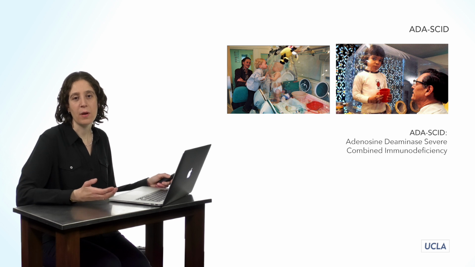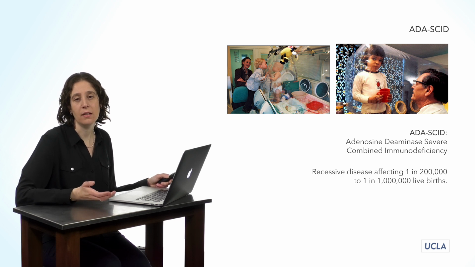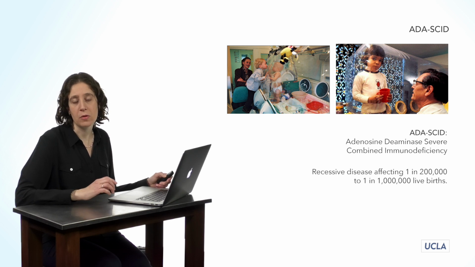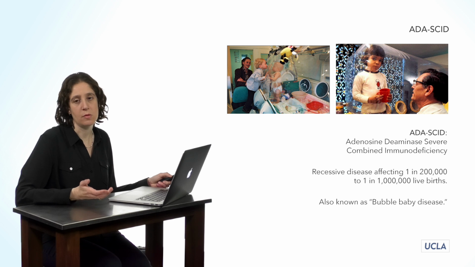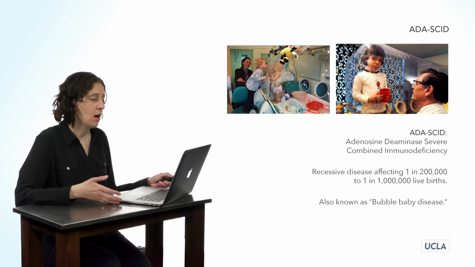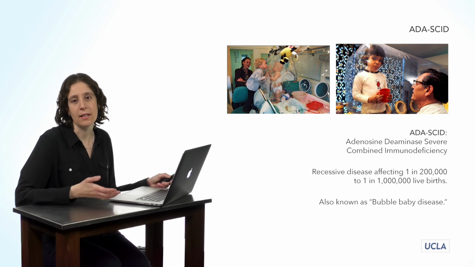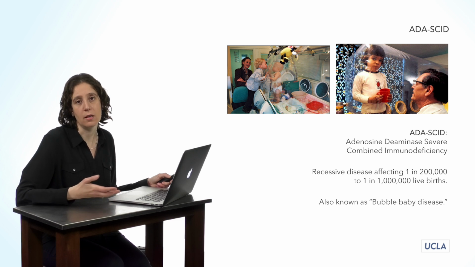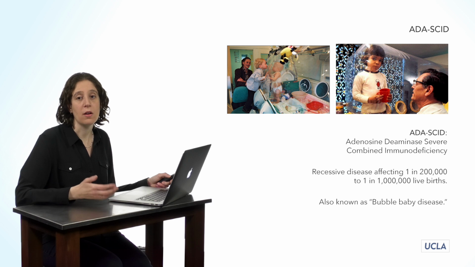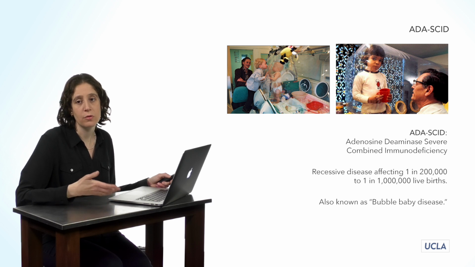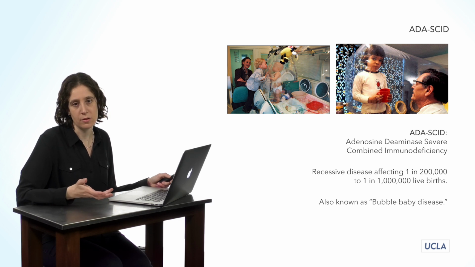So what is ADA-SCID? ADA-SCID stands for adenosine deaminase severe combined immunodeficiency. This is a very rare recessive disease affecting 1 in about 200,000 to 1 in 1 million live births. This is often called bubble baby disease because children with the disease are severely immunocompromised, and any encounter with germs can be fatal for these children. As a result, the children were often kept in a sterile bubble to prevent them from getting infections.